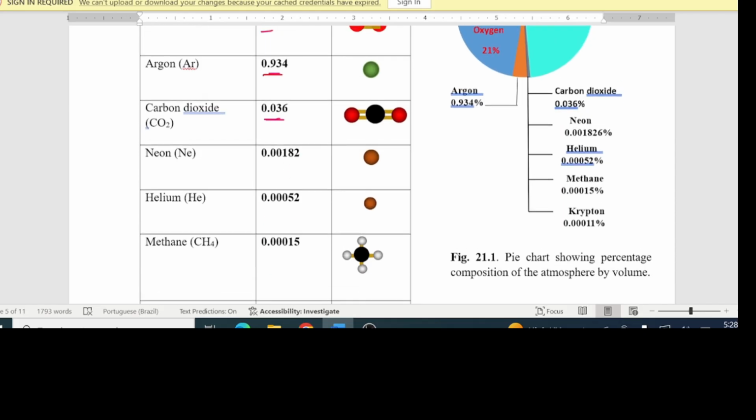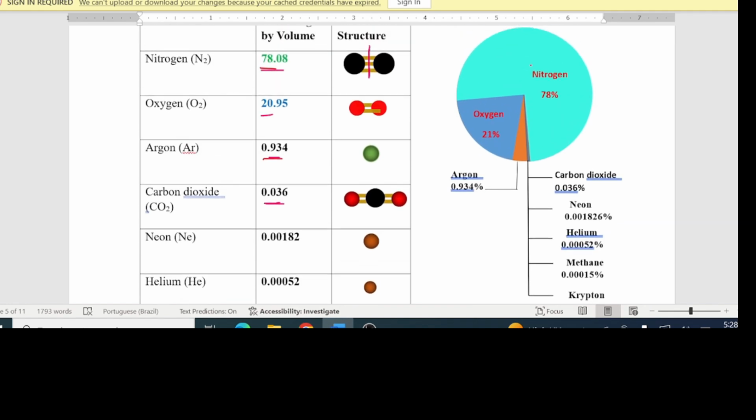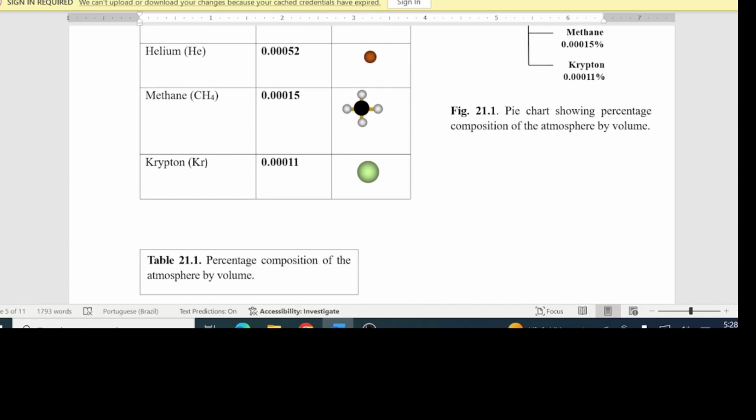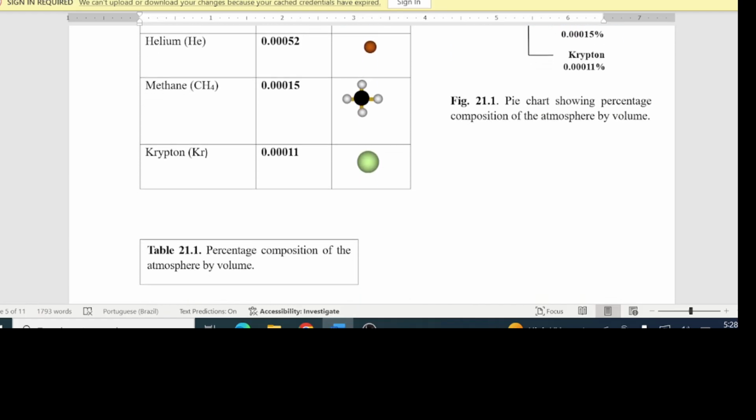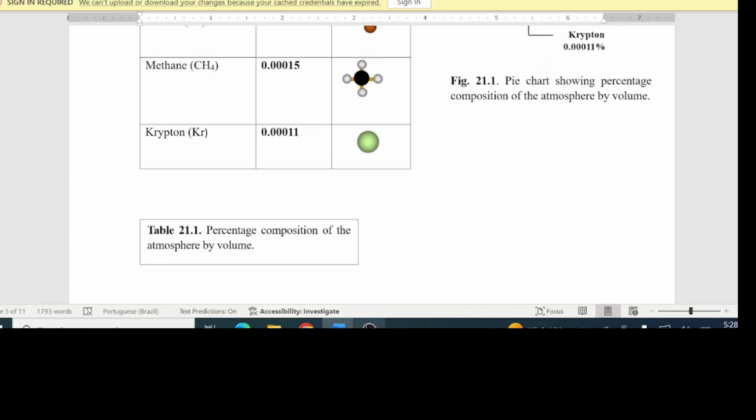And here you have the pie chart that depicts the same thing that you're seeing here. Okay? So next time we talk about the nitrogen and the carbon cycles.